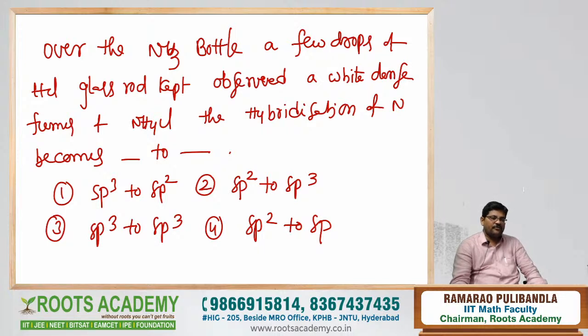Over the ammonia bottle, a few drops of HCl on a glass rod are placed. White dense fumes of ammonium chloride are formed. So the hybridization of nitrogen becomes dash to dash. Sp3 becomes Sp2, Sp2 becomes Sp3, Sp3 becomes Sp3, and Sp2 becomes Sp. What is the answer, Nana?